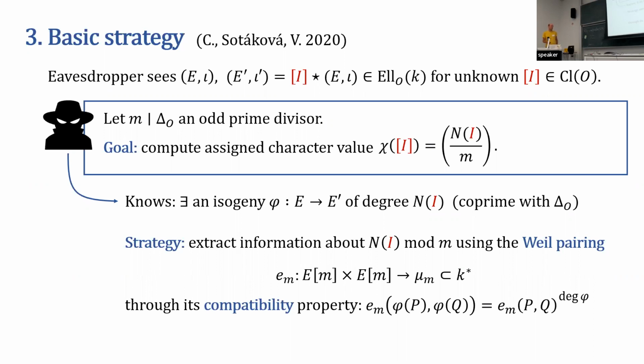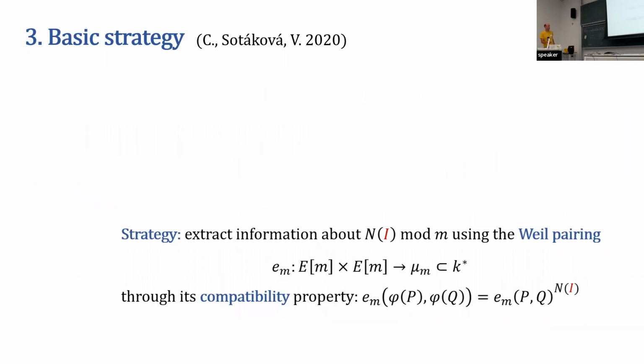If you take the pairing of phi of P and phi of Q, then this is the same as the pairing of P and Q raised to the power of the degree of phi. And the degree of phi is this norm of I. So we kind of hope that we can use this identity. Of course, we don't know what phi is. We don't know what to put here. But the hope is that we can somehow exploit this identity to solve this problem.